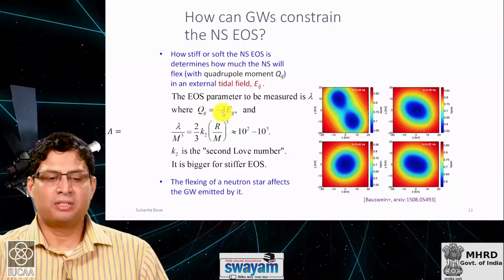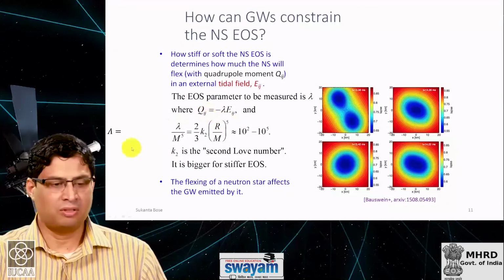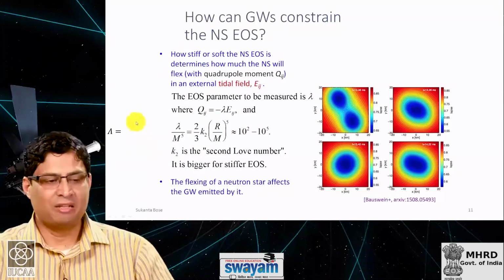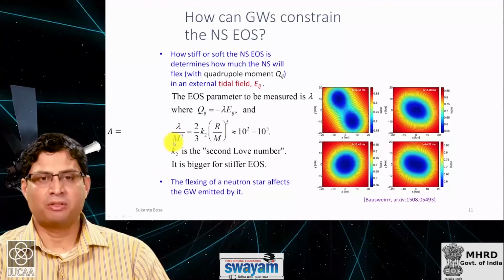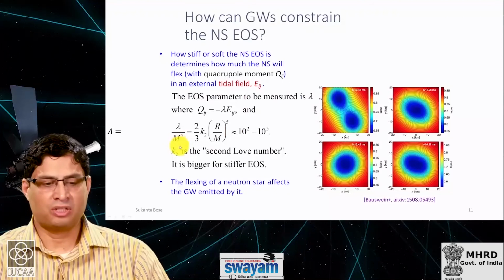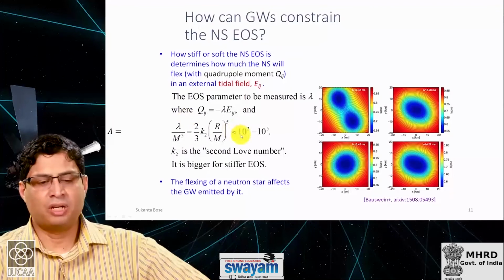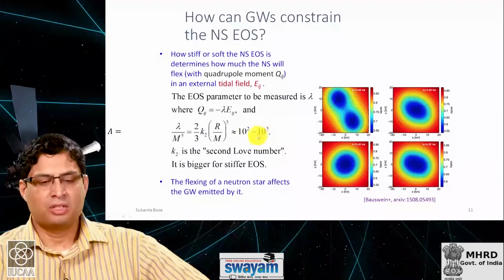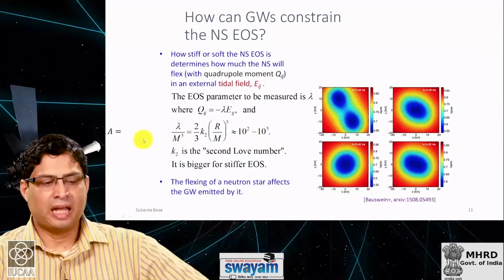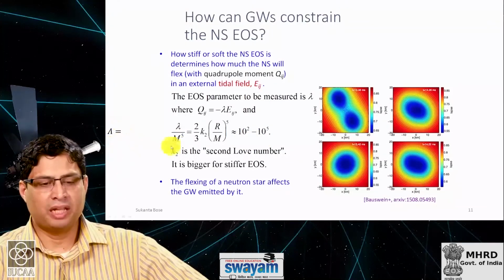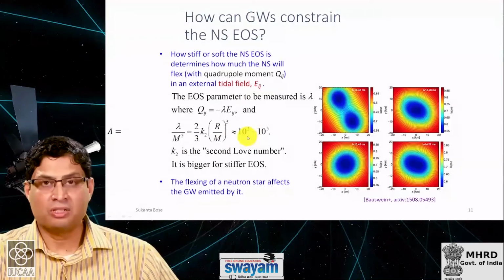This lambda is not dimensionless because Qij and Eij have dimensions that do not cancel out. So, you can define a dimensionless quantity, this big lambda, as small lambda divided by the 5th power of the mass of the neutron star, and the value of this for realistic stars is between about 100 to 100,000. So, we want to measure from gravitational waves what the lambda, the tidal deformability parameter big lambda is, whether it is 100 or 1,000 or more.